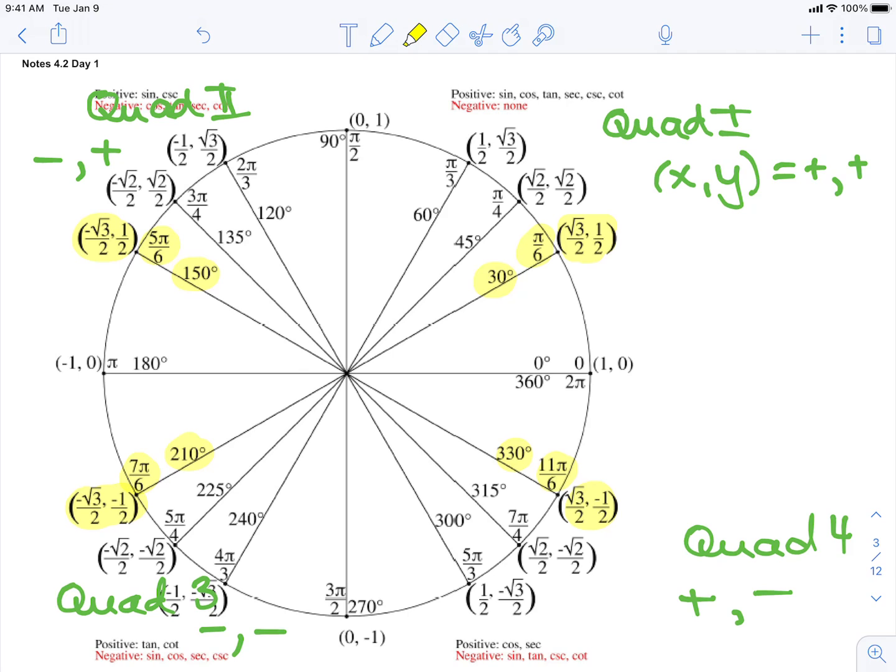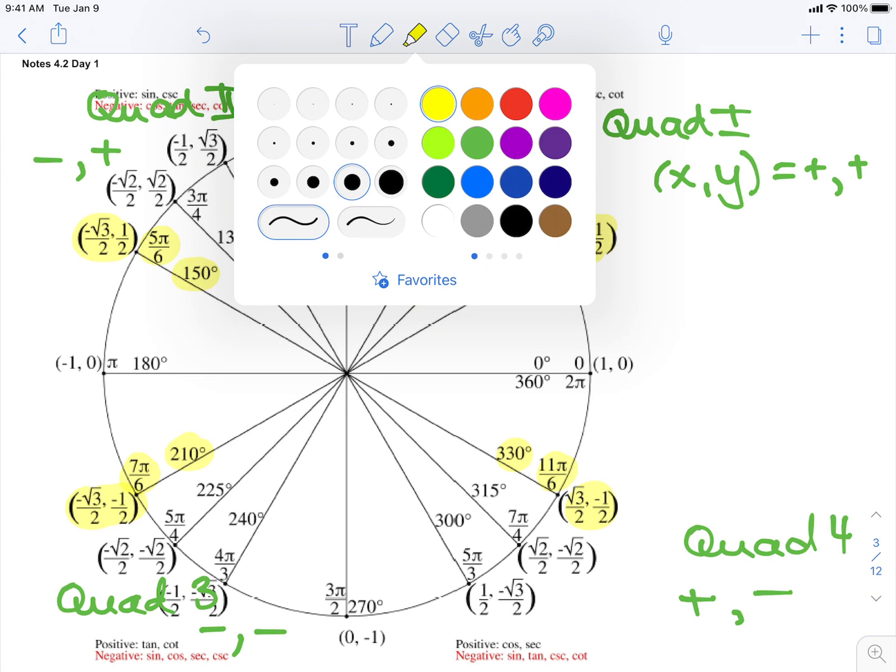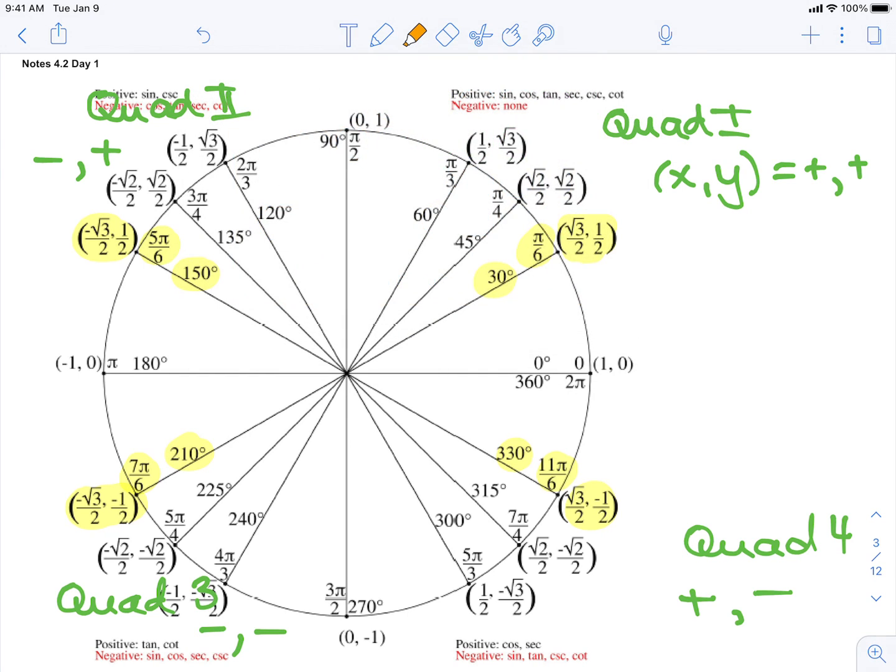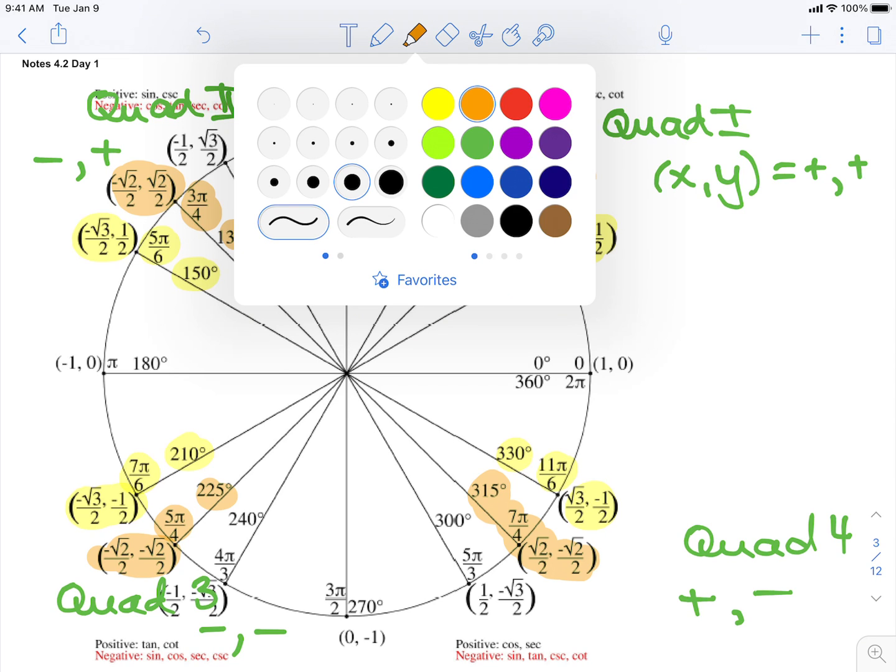All right. The next angle, pi over 4, or 45 degrees, notice these ordered pairs all match up. And then our last one of the 30, 60, 90.